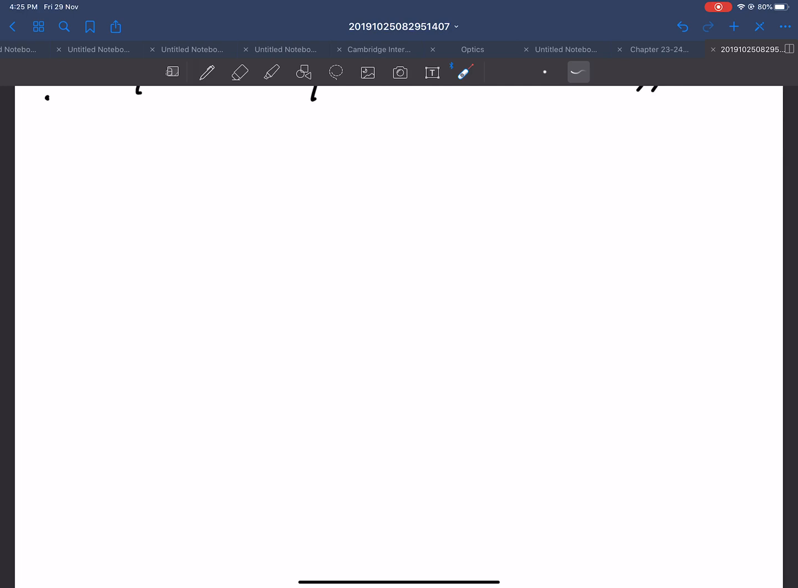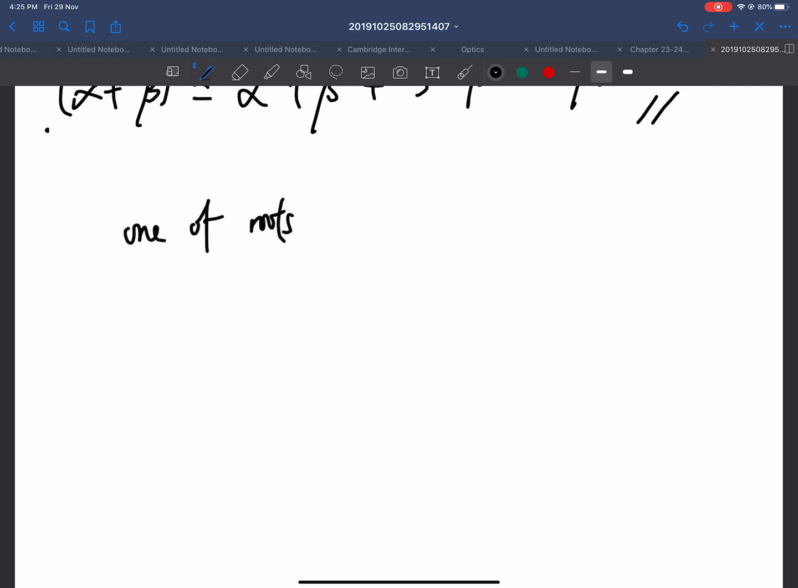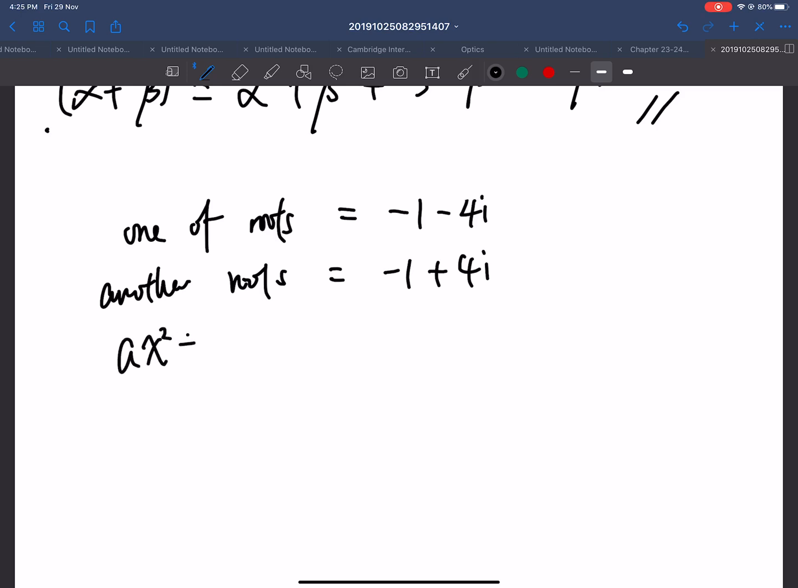Oh, let's relate this chapter with the last chapter. It told you that one of the roots in this formula is -1 minus 4i. So that means, do you know the other root? Another root should be -1 plus 4i, the complex conjugate of this one. And then he wants us to find the ABC in this formula. We have two roots already.